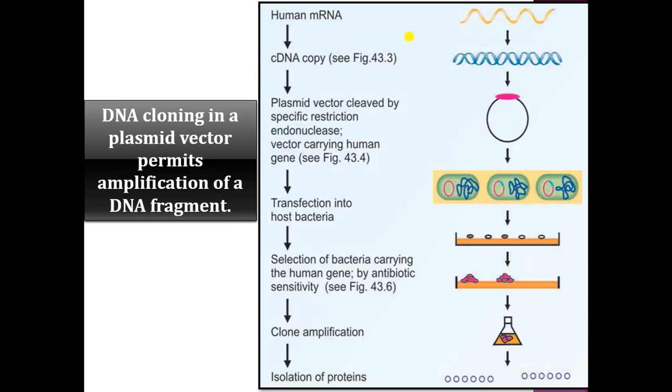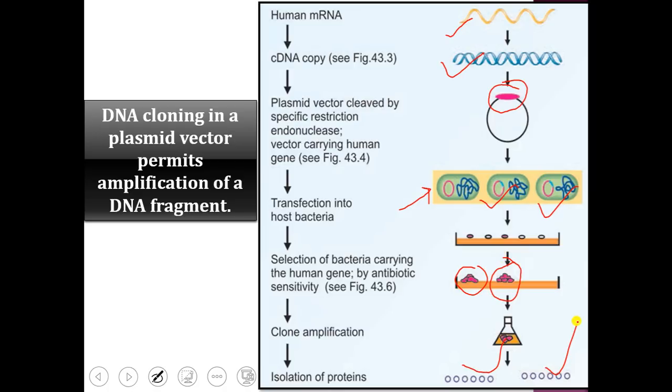So DNA cloning in a plasmid vector permits amplification of DNA fragments. As I told you, we get messenger RNA, we go through the process and produce the complementary DNA. We insert that DNA into the plasmid, that is a vector, that will be taken up by the host bacteria. We will allow the suitable host cells to multiply, and we get multiple copies of either the gene or the proteins.